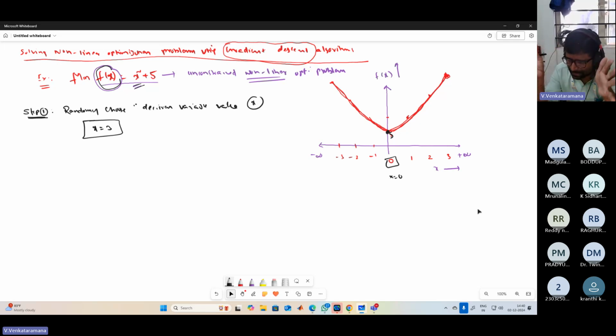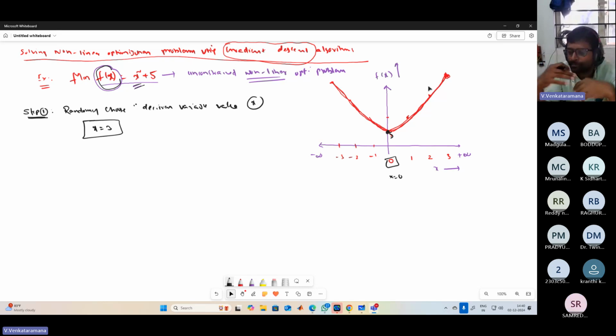Whether it is deep learning, machine learning, or a small optimization problem, you need to randomly initialize your decision variable in the case of an optimization problem. If you go into machine learning and deep learning, you can call it the model parameters. Here I'm saying decision variable, whereas in machine learning models we can call it model parameters.